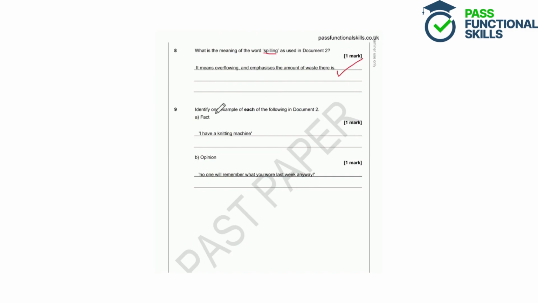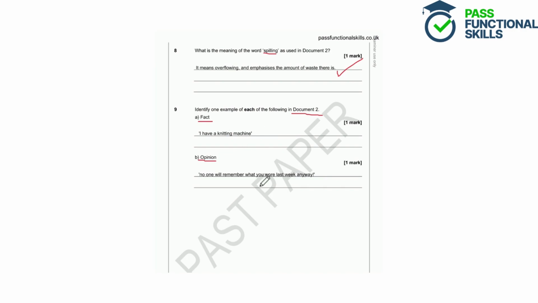Question 9. Identify one example of each of the following in document 2. So for this question, we need to look again at document 2, and we need to identify one fact and one opinion in the document. So a fact is something that can be proven to be true, can be facts or figures, or just something that you can prove. An opinion is something that can't be proven, so it's usually someone's thoughts or feelings, that sort of thing.